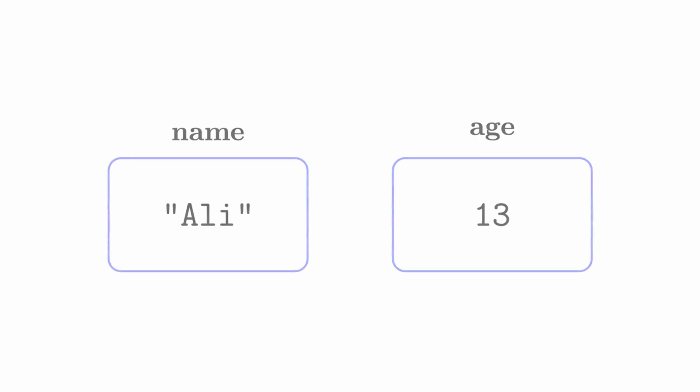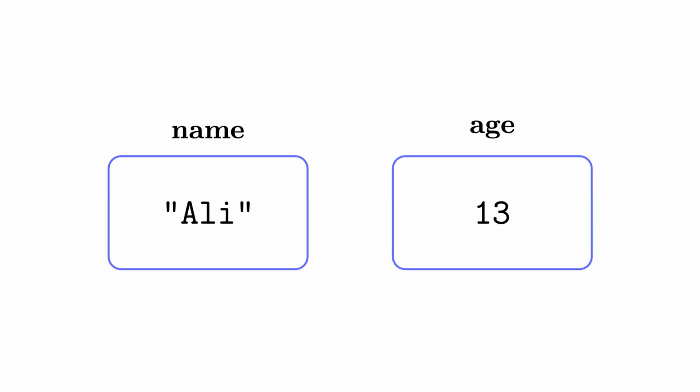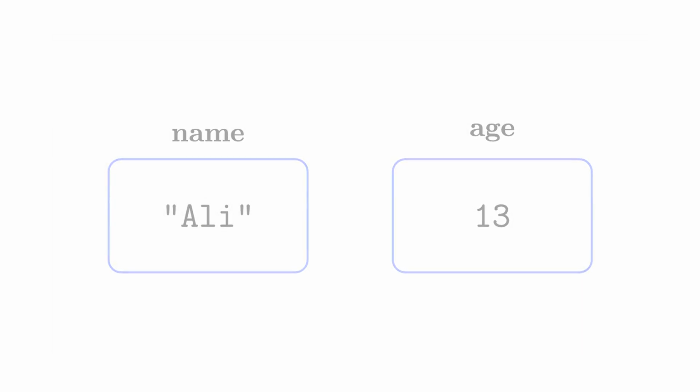Let's visualize this. Here's what happens inside the computer's memory. When Python sees name equals Ali, it creates a box, labels it name, puts Ali inside, and remembers it for later. Same thing happens with age. New box, labeled age, with 13 inside. Amazing, right?